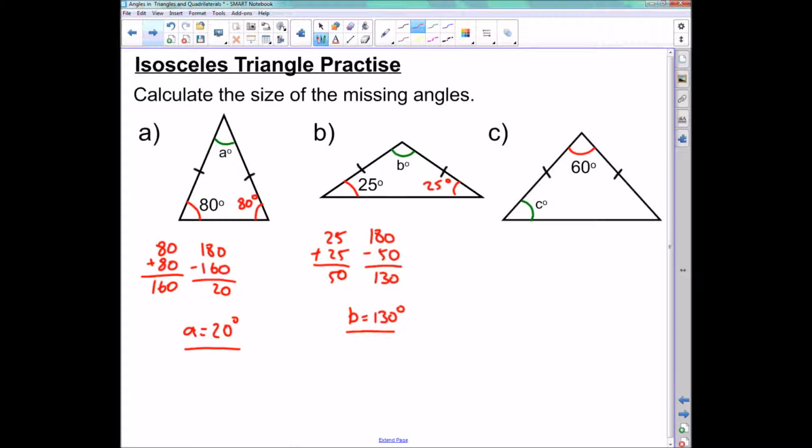Okay, so finally, this time I am not given a base angle. I'm given the other angle. So I start this off by taking 60 away from 180, which is 120. And now I need to split that 120 in half to share it between those two C's, and I get an answer of 60. So C is 60 degrees.